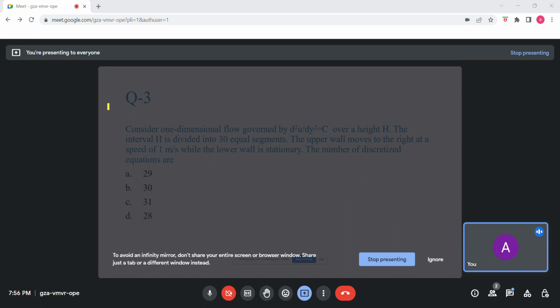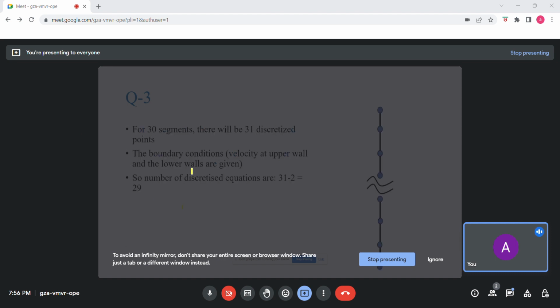And next, the height H is divided into 30 equal segments. Upper wall moves at the speed of 1 meter per second while lower wall is stationary. Number of discretized points: based on this, if it is divided into 3 segments, we have 4 points, and of these 4 points we know the value at top and the bottom, so it is 2. Similarly, for 30 segments, we'll get 31 points and it will be 29 equations.